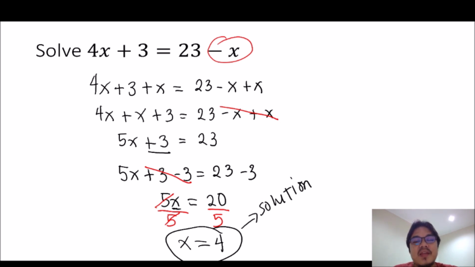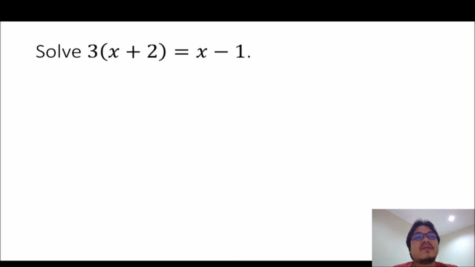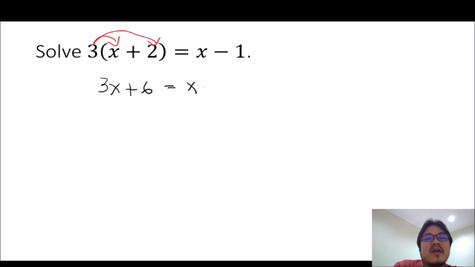Okay? Let's have our next example. So here we have 3 parentheses x plus 2 equals x minus 1. There's a bracket involved in our given equation, so we will expand it out first. What we will do is multiply x plus 2 by 3. So we will distribute 3. 3 times x is 3x, and then 3 times 2 is 6. So positive 6 equals x minus 1.